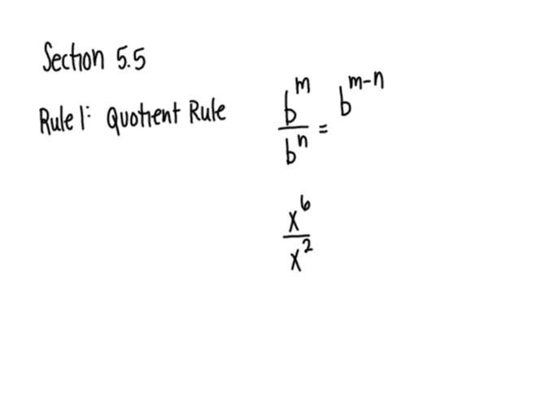We're in section 5.5, and our first rule is the quotient rule. The quotient rule says if you have a base to the m power and a base to the n power, and those have like bases, your rule is you subtract the exponents. So the rule actually says, if we look at our first example, which is x to the sixth divided by x to the second, our rule says that we subtract the exponents. So I'm going to say that's x to the 6 minus 2, which would give me x to the fourth in the top.